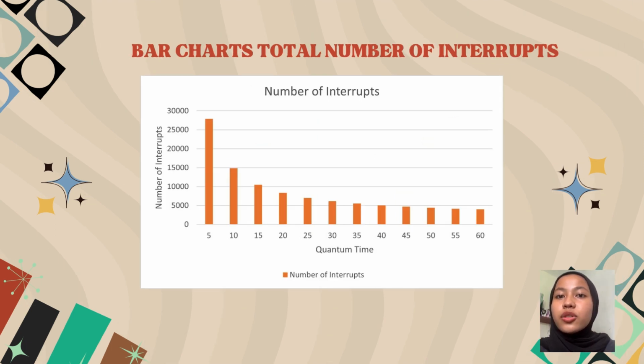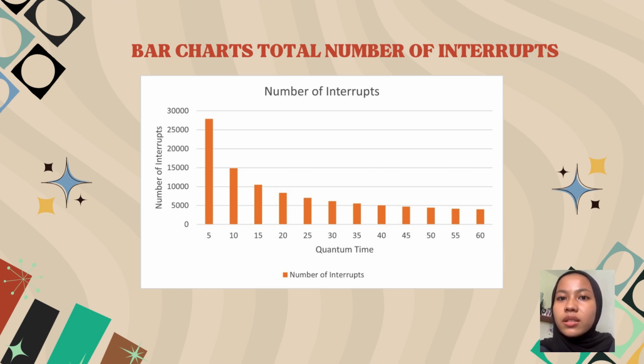The bar charts show that the number of interrupts generally decreases as the time quantum increases. It starts at 27,902 for a quantum of 5 and consistently decreases, reaching 3,980 for a quantum of 60.